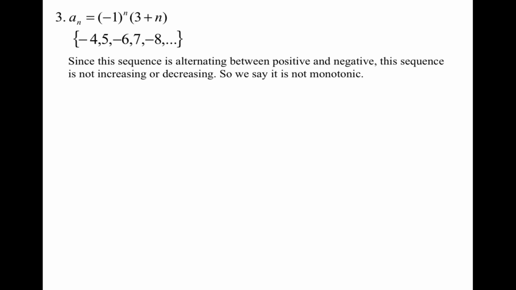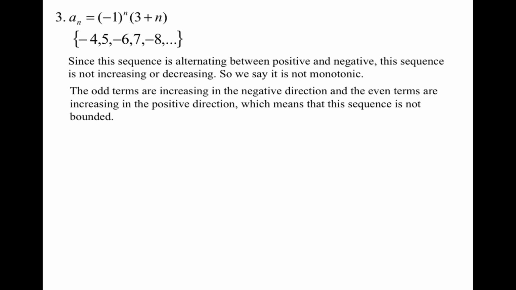All right, so let's look at this one. A sub n equals negative 1 to the nth power times 3 plus n. If I was to extend out this sequence, I would get negative 4, 5, negative 6, 7, negative 8, and so on. Since this sequence is alternating between positive and negative, this sequence is not increasing or decreasing, so we say it is not monotonic. And the odd terms are increasing in the negative direction, and the even terms are increasing in the positive direction, which means that this sequence is not bounded.